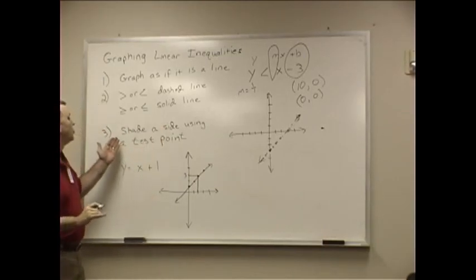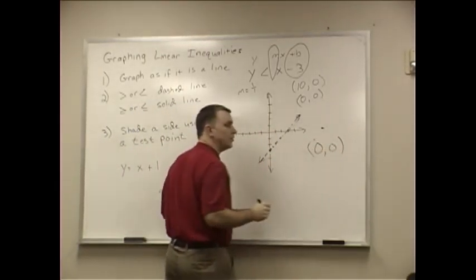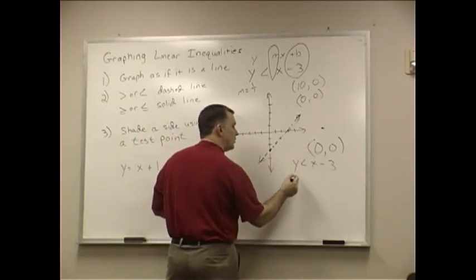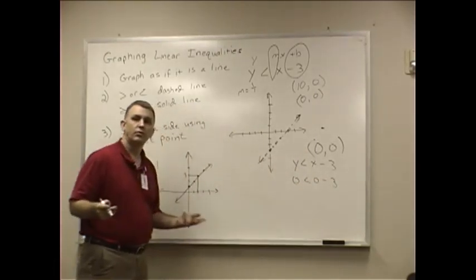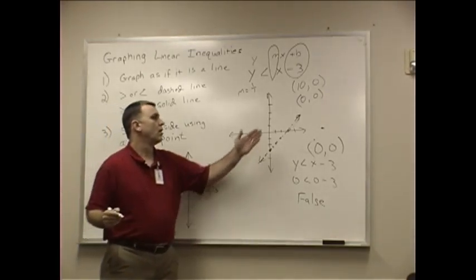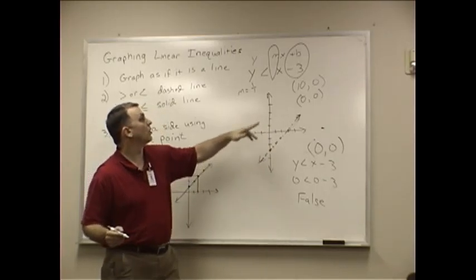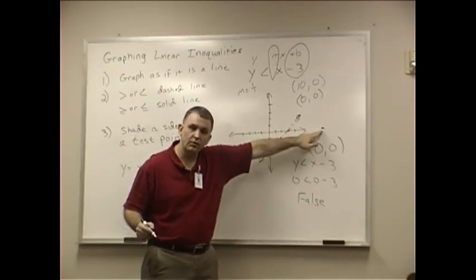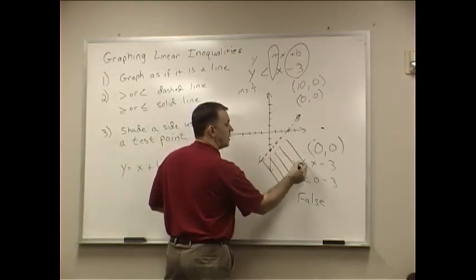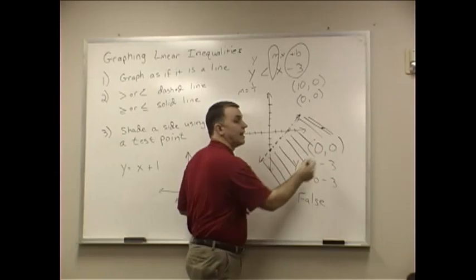And step three says, shade a side using a test point. Now, the test point that I always like to use is 0, 0. So y is less than x minus 3. If I put in 0 and 0, does this make a true statement or a false statement? This makes a false statement. That means that this point is not part of the solution. 0, 0 is not where the shading would be. We earlier did 10, 0. 10, 0 was a true statement, wasn't it? And notice I put a dot there. If it's a false statement, you shade the other side of where it's at. If it's a true statement, you shade on that side.